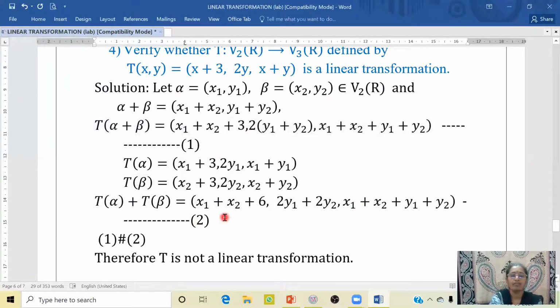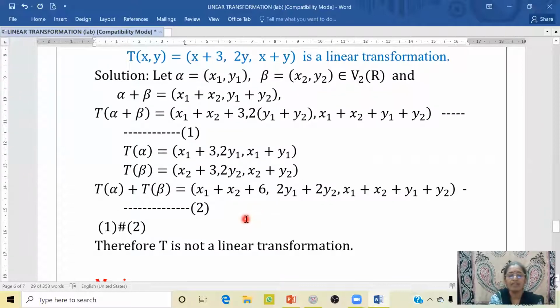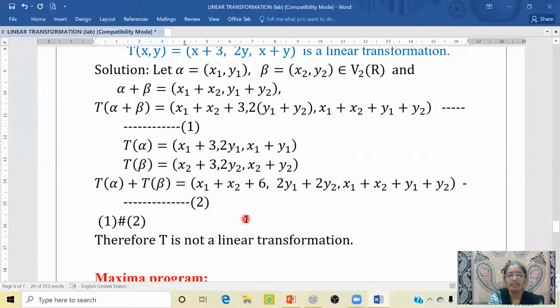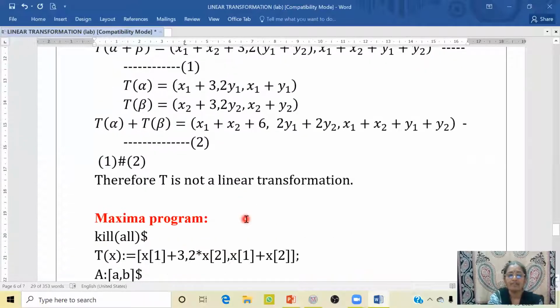Compare 1 and 2. When you compare 1 and 2, the second coordinate and the third coordinate will match, whereas in the first coordinate you have x1 plus x2 plus 3, and here you have x1 plus x2 plus 6. So here you have plus 3 and here you have plus 6. Therefore, the first coordinate differs. Therefore, T is not a linear transformation because it doesn't satisfy the first condition of the linear transformation.